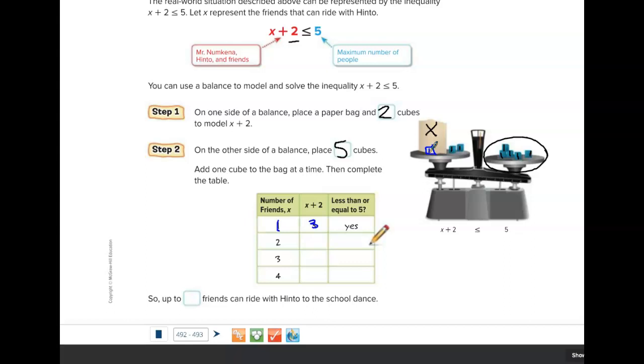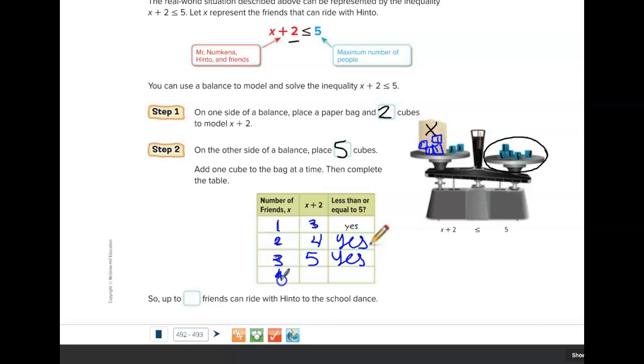So then I'm going to say, what if I have 2 friends in the car? So I'm going to add another cube. So now I have 2 friends plus Mr. N and Hinto, so that means I have 4 people in the car. Is 4 less than 5? And that's true. So then I'm going to add another cube. So now I have 3 friends in the car, plus Mr. N and Hinto, which gives me 5. Is 5 less than 5? And I would say no, but is it equal to 5? 5 is equal to 5, therefore, yes, that's still true. Okay, so then I'll add another one.